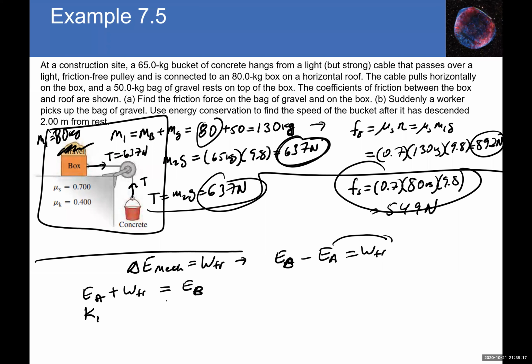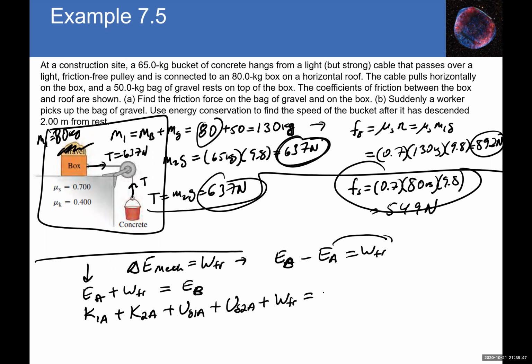Because what I have here, I have two objects, object 1 and object 2. So my energy at point A is then kinetic energy of object 1 at point A, plus kinetic energy of object 2 at point A, then plus gravitational potential of object 1 at A, then plus gravitational potential of object 2 at A. I can ignore spring because there is no spring. Then plus work done by the friction.